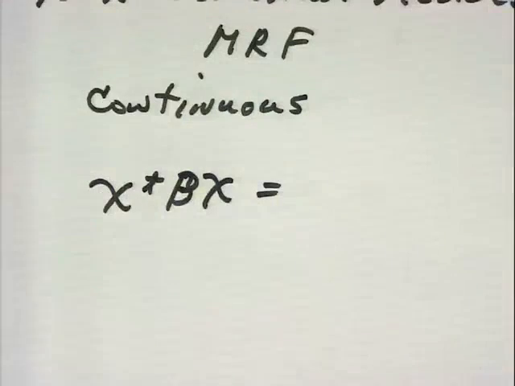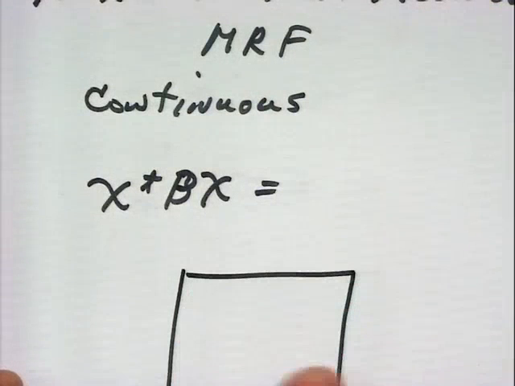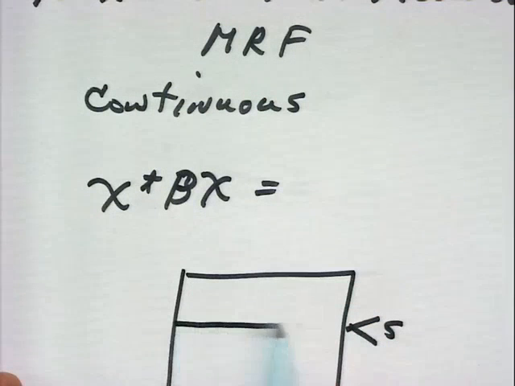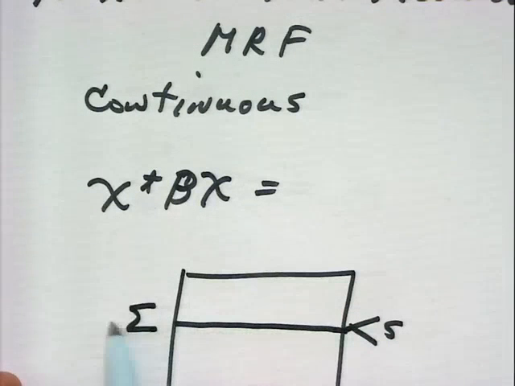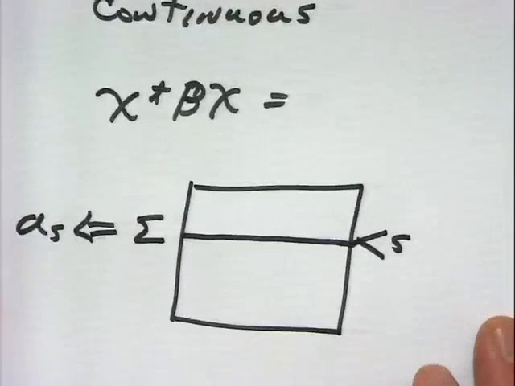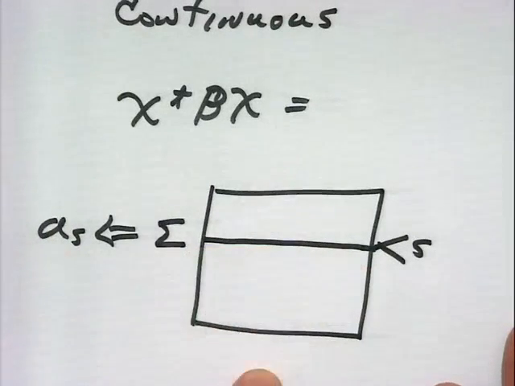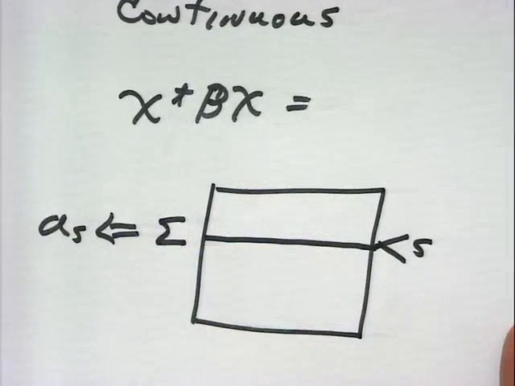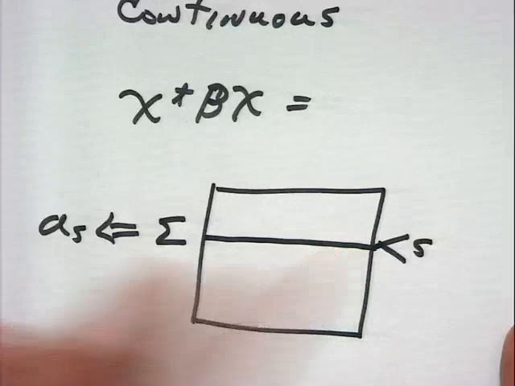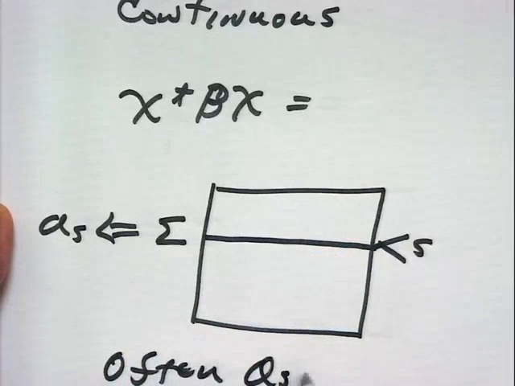So let me draw a picture. If this is B, and that's the fth row, you sum along this row, and that sum is going to be A sub f. So you sum along a row, and equivalently you could sum along a column because it's a symmetric matrix. Now very often what will happen is that that row will be 0. Often A sub f equals 0.